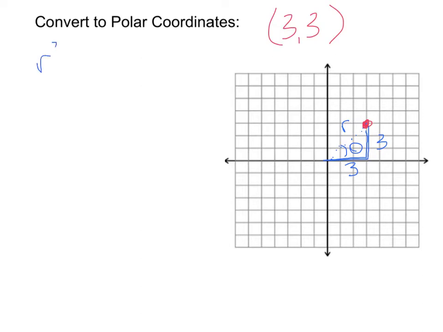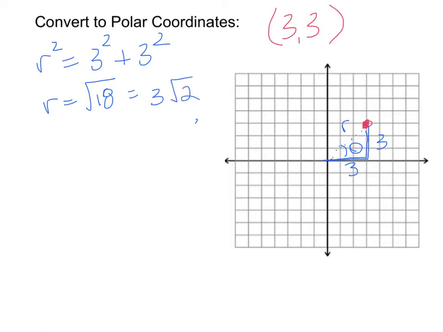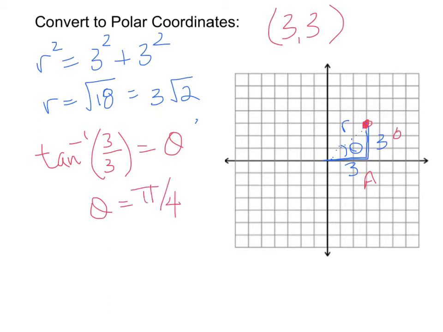So r squared, using the Pythagorean theorem, is equal to 3 squared plus 3 squared. So that means that r is equal to the square root of 18, or 3 square roots of 2. That's r. Now, the angle, of course, we know the opposite and adjacent, so we're talking about tangent, but we're looking for the angle, so we'll use inverse tangent of opposite over adjacent. So the inverse tangent of 1 will be equal to theta, so theta will be equal to pi over 4. So our point in polar coordinates will be 3 square roots of 2 and pi over 4.